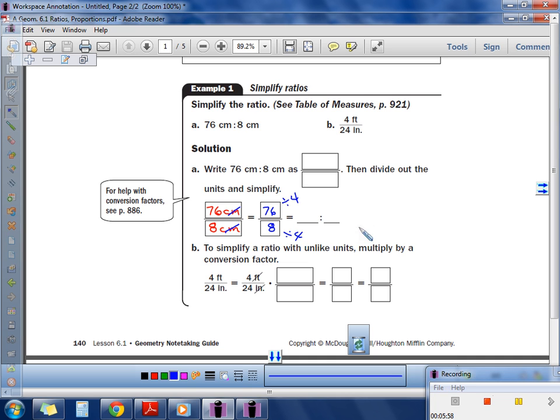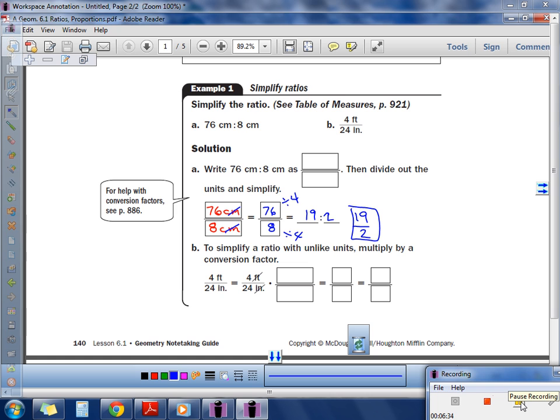8 divided by 4 is simple. 76 divided by 4. What's that one? 19. And can that simplify any more? No. I don't need to write my units because I've already realized that they cancel out. So this is my final answer. It could be written in fraction form or in this ratio form. Either one is fine.